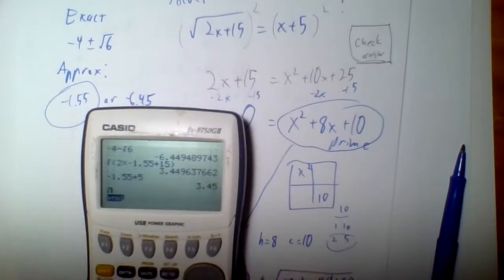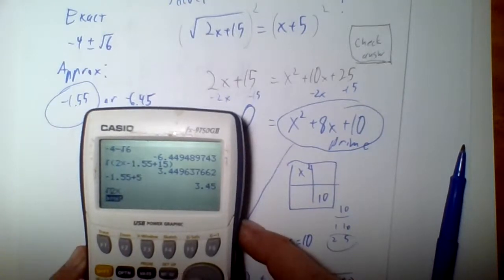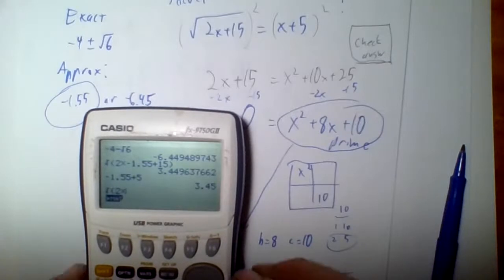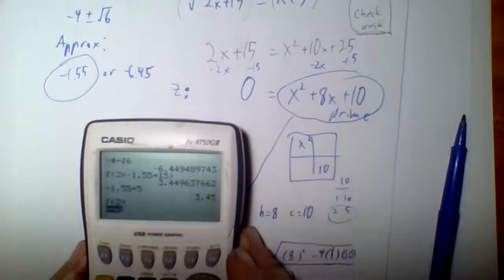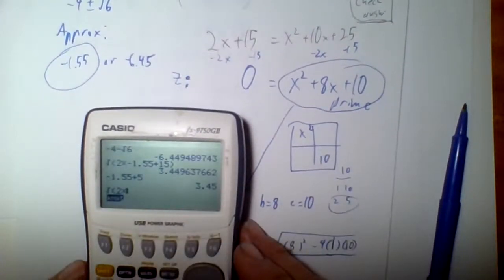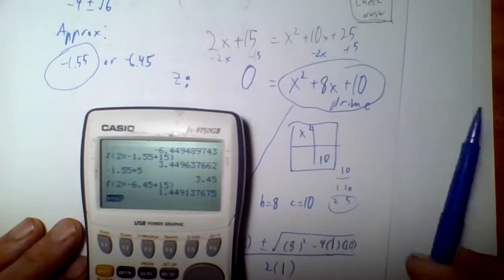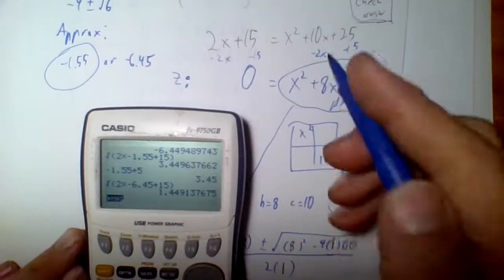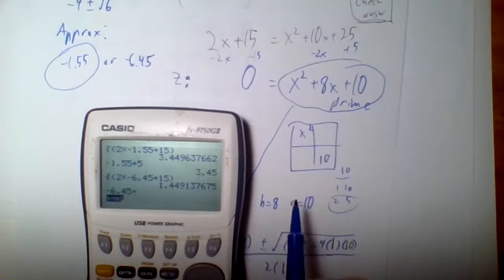A lot of opportunities to make mistakes with the calculator in here. Trying to be careful. Negative, and I need those parentheses. I almost started without them. The whole thing's inside the radical, so I need the parentheses there. Negative 6.45. 2 times negative 6.45 plus 15. Square root of that whole thing is 1.45. And the other side of the equation is negative 6.45 plus 5.